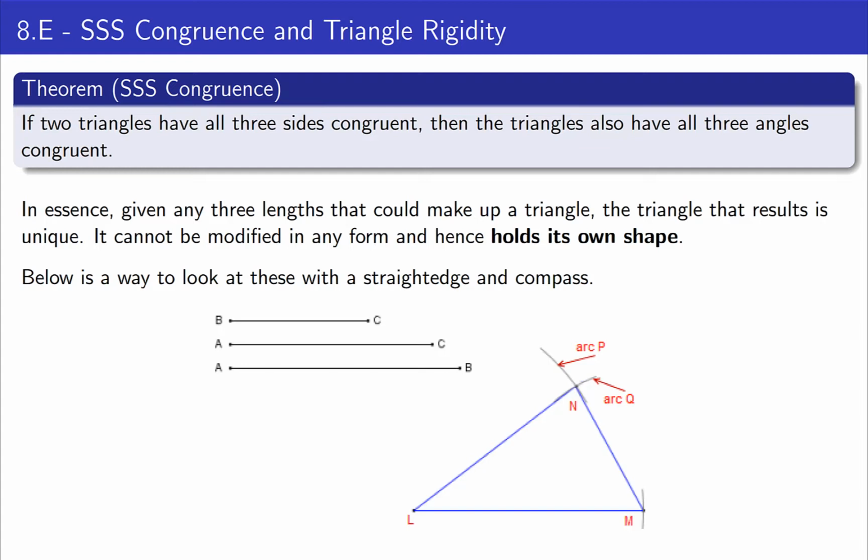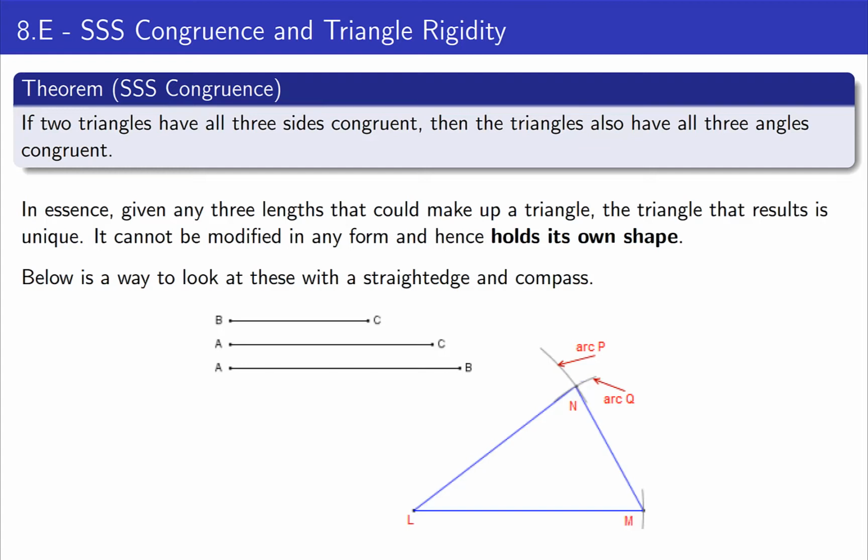Let's talk about side-side-side congruence for a moment. This is a postulate from geometry that I'm just going to state here as a theorem, where if two triangles have all three sides congruent, then they'll also be congruent triangles themselves, meaning their angles will be the same. What this means is if you are given three side lengths, any three lengths, as long as those lengths could make a triangle, the triangle that you get is unique. It's going to have that shape, it's going to keep that shape. The only way you could modify that shape is to rotate it, flip it over, but nevertheless you have exactly the same triangle from those three lengths.